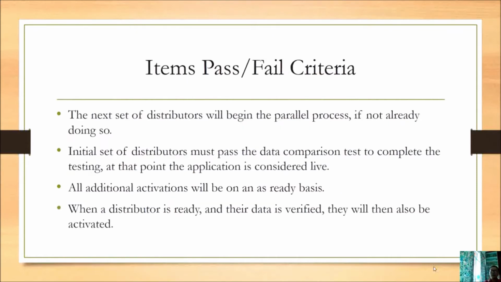Next, I will introduce item pass or fail criteria. The next step, the distributor will begin the parallel process if not already doing so. The initial set of distributors must pass the data comparison test to complete the testing. At that point, the application is considered live. All additional activation will be on a rolling basis. When a distributor is ready and their data is verified, they will then also be activated.